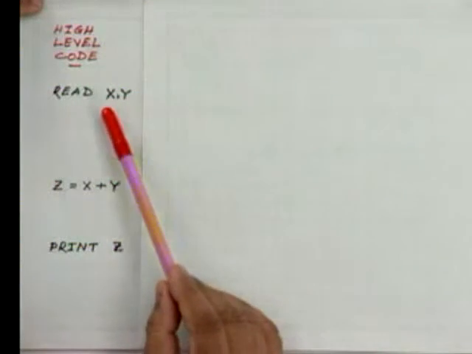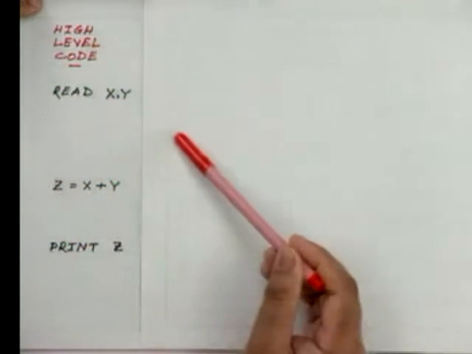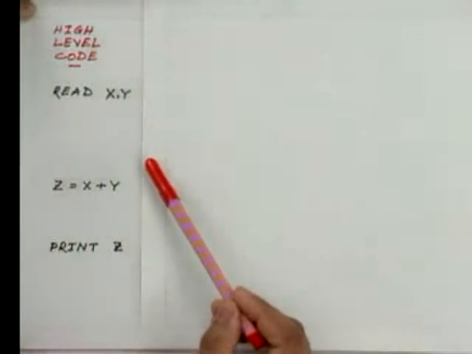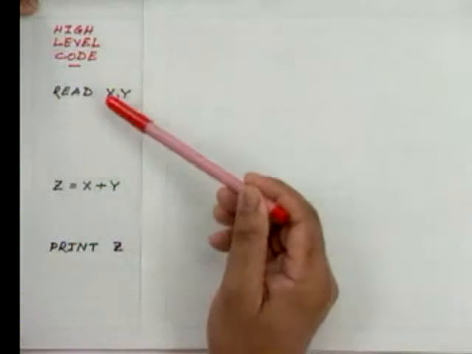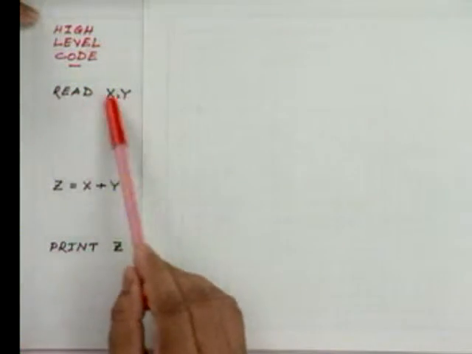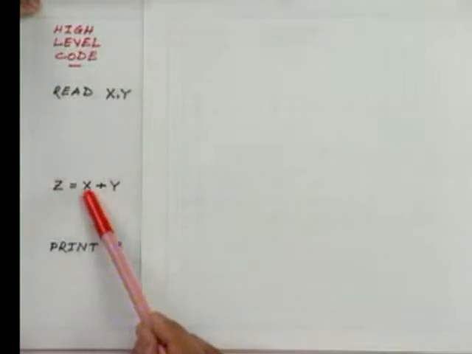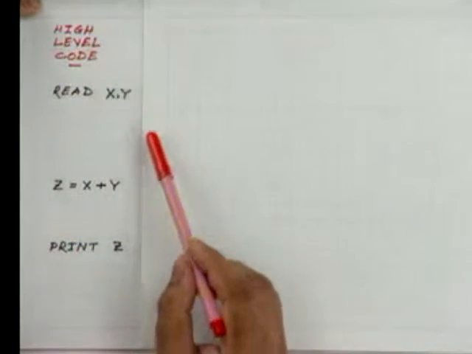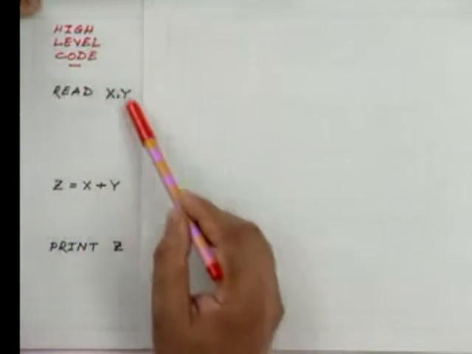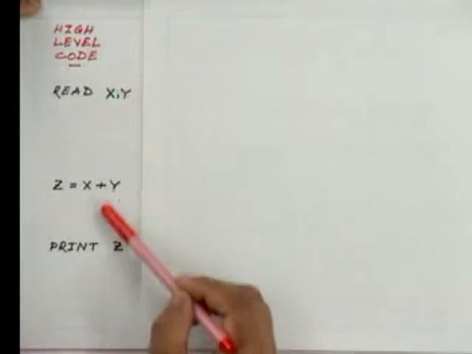Let us come to the program that we showed on the first day, a high level code where we have written only 3 lines of code: read x, y, z equal to x plus y, and print z. As I told you, these statements will somewhat vary from programming language to programming language.